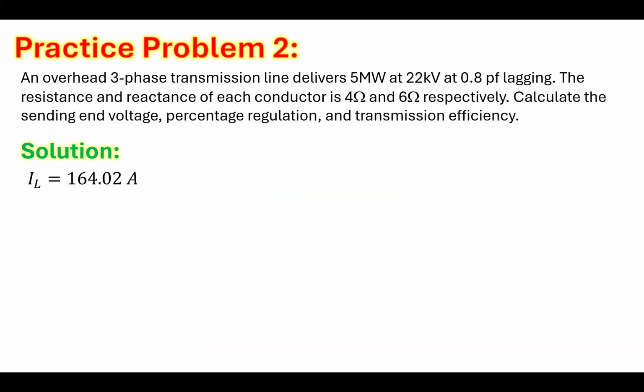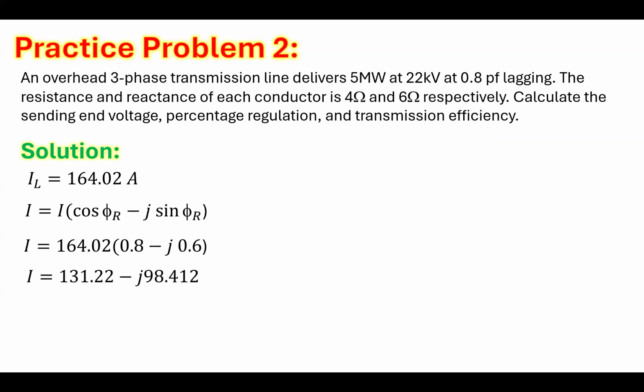So this will be our line current, and using our complex form for the current, that will give us 164.02 multiplied by 0.8, the power factor, minus j0.6. This will give us a current in complex form of 131.22 minus j98.412.